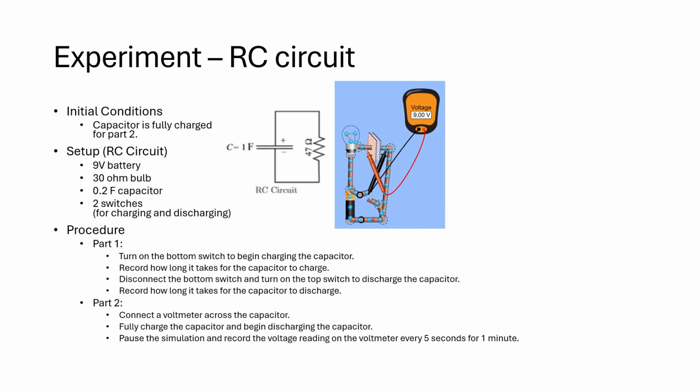So here's the setup for the RC circuit. Note that we have a switch on the bottom for charging the capacitor and a switch on the top for discharging the capacitor. We also have a 30 ohm bulb that acts as a resistor and a 9 volt battery for charging the capacitor. The procedure here is to measure the voltage across the capacitor at various time intervals in order to understand the discharge rate.